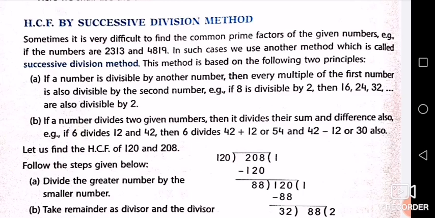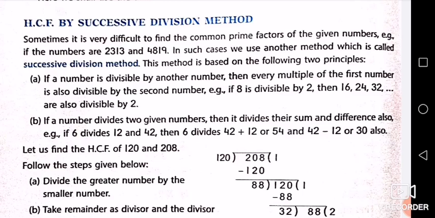Sometimes it is very difficult to find the common prime factors of given numbers. Example, if the numbers are 2313 and 4819. If you have such bigger numbers, then it is not possible to write all the factors of those numbers. So in that case we will use this successive division method. Now this method is based on the following two principles.